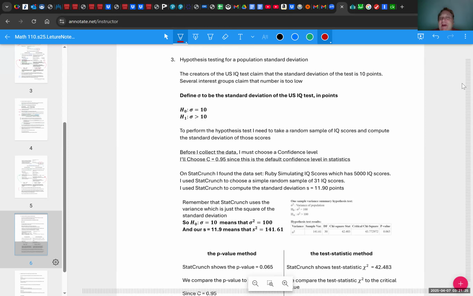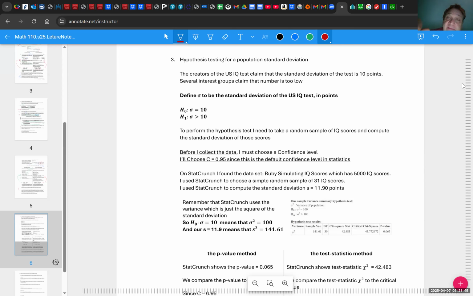My example for hypothesis testing for a population standard deviation was about the creators of the US IQ test. They claim that the standard deviation of the test is 10 points. But there are several interest groups who claim that number is too low.